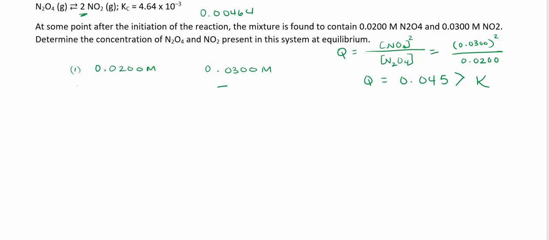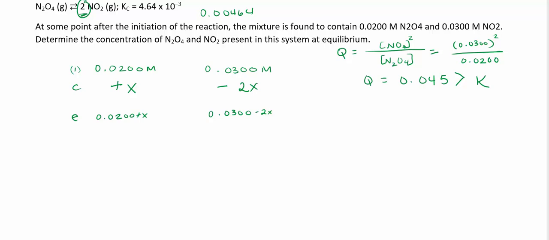So I will take away my change. I will take away 2x from the product side. I'm going to take away a 2x because there's a 2 here. Otherwise, it would just be x. And I will add some amount x to the reactant side. So at equilibrium, the concentrations will be 0.0200 plus x on the reactant side and 0.0300 minus 2x on the product side.